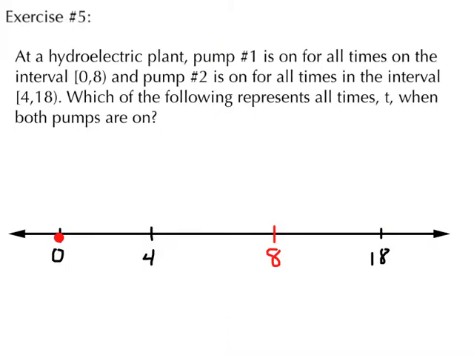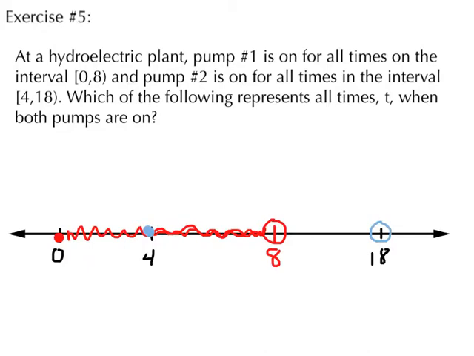At the hydraulic plant, pump number 1 is on for all times on the interval from 0 to 8. So I'm going to have a closed dot on 0 like I have, and I'm going to have an open dot on 8. And I'm going to shade in between that because this is when pump number 1 is on. I am then going to have a closed dot on 4. And I'm going to have an open dot on 18 because that is for pump 2.